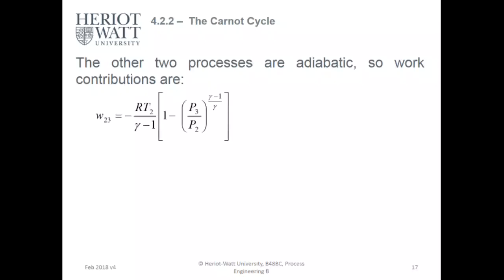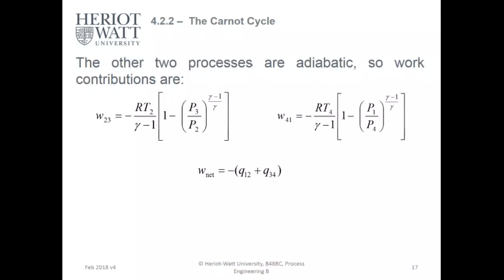So work contributions are your adiabatic work contribution. It equals negative RT over gamma minus 1 multiplied by 1 minus P3 over P2 to the power of gamma minus 1 over gamma. And this is single stage, so it's slightly different from your compressors. And exactly the same formula for work 4 to 1, because you're doing adiabatic work from in the boiler and back when you're converting to liquid.